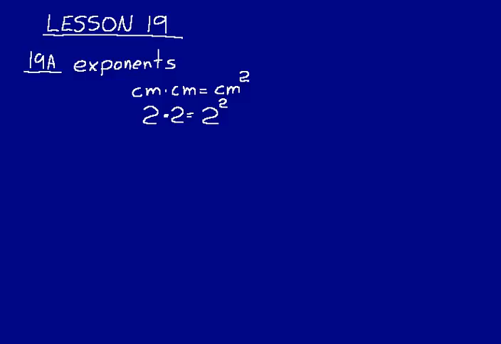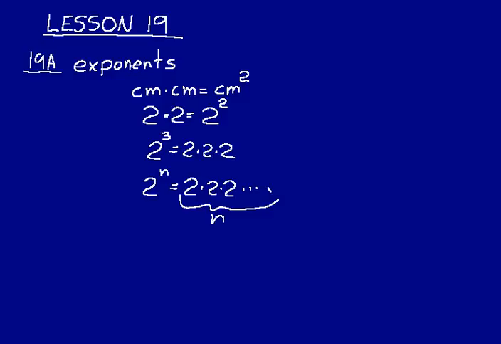We use that little exponent to represent multiplication of the same number more than one time. So that means that 2 to the third is the same thing as 2 times 2 times 2. 2 to the n is the same thing as 2 times 2 times 2 dot dot dot, where we would have n number of times. That's a variable. We could be talking about 5, 10, 15 times. And so when we're working with exponents, we call the big number, or the number that's the factor, the base, and then the exponent is the small number above the base.